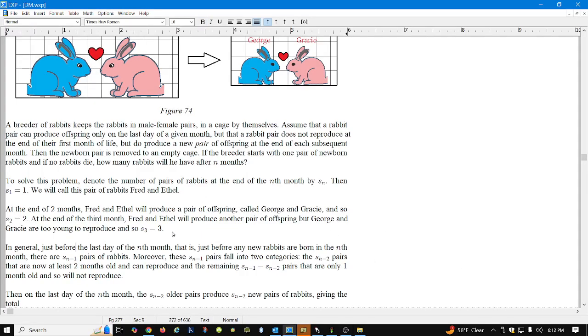In general, just before the last day of the nth month, so just before the new rabbits are born in the nth month, there are S(n-1) pairs of rabbits. But these pairs can be split into 2 categories. There are the pairs that are now at least 2 months old, and so they can reproduce. That number is S(n-2). And then the remaining pairs, S(n-1) minus S(n-2) pairs, they're only 1 month old, so they're not going to reproduce.